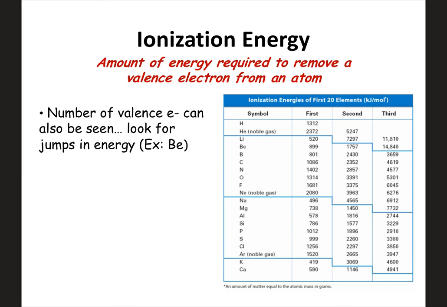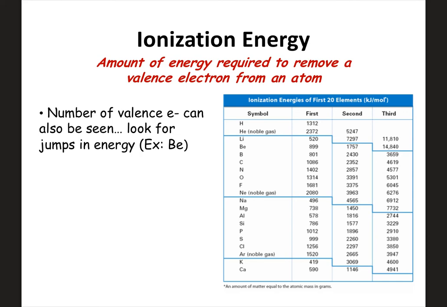So for example, let's start by looking at beryllium. So we want to look at beryllium. And you can see here, the first ionization energy of beryllium is 899 kilojoules per mole. Then the second ionization energy for beryllium, when you try to remove a second electron from beryllium, it goes up, which is expected. It always should increase every time you take another electron away. It goes up to 1757.